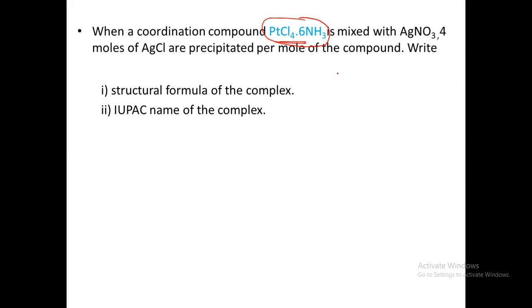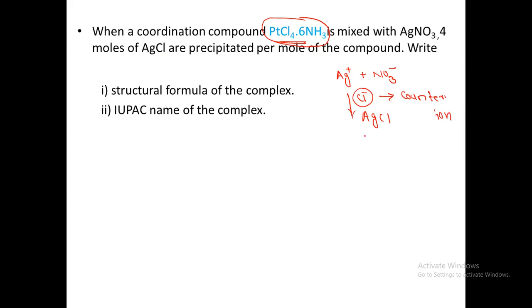Remember, you're adding silver nitrate. When you add silver nitrate to the solution, it splits up into Ag+ and NO3−. To precipitate AgCl, you need free Cl− ions in the solution. Only then is AgCl precipitation possible. A Cl− will be free only if it is present as a counter ion.